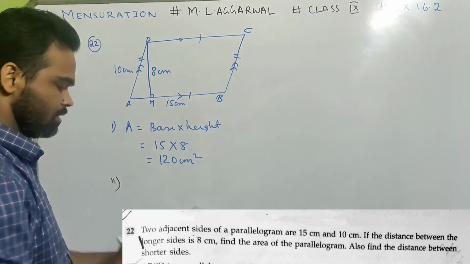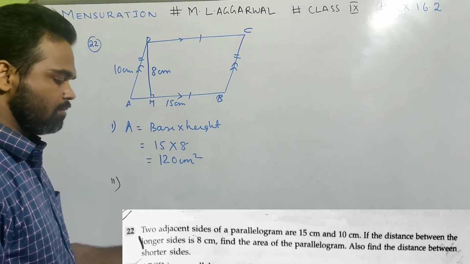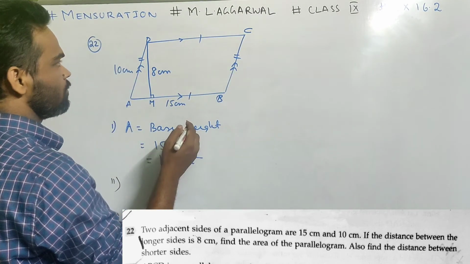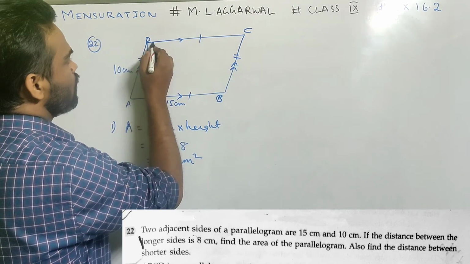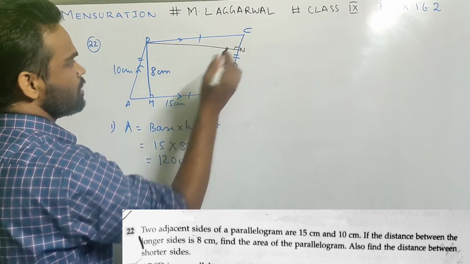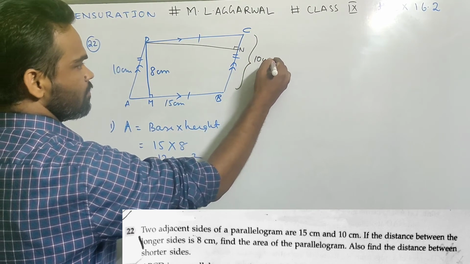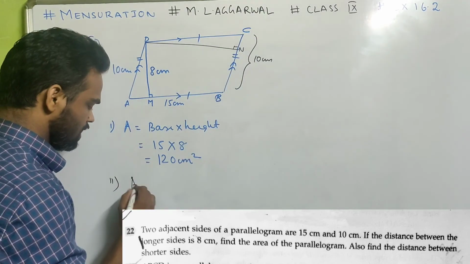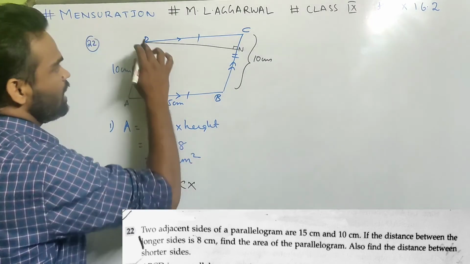Now, in the second part, what have they told? Number 2. Also find the distance between the shorter side. Now, this is the shorter side. Suppose the perpendicular distance between them, suppose you drop a perpendicular over here, DN. Now, BC is 10 centimeter. Corresponding to the base BC, DN is your height. So, area is equal to base. Base is BC. So, the height becomes DN.